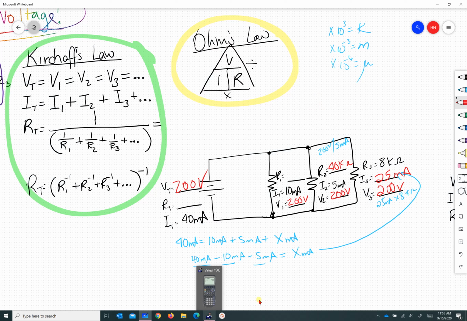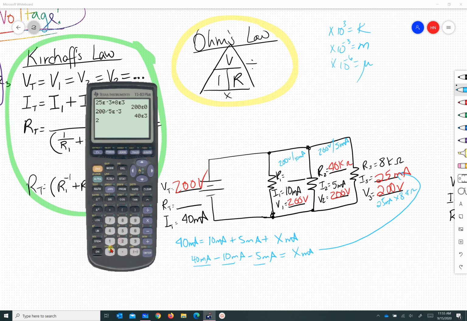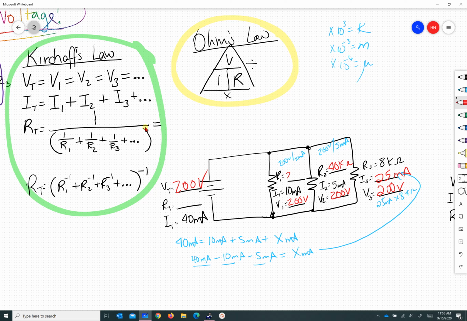Next, we're going to solve for the second one, which again is 200 volts divided by 10 milliamps. Let's plug it in: 200 divided by 10 milli, and we get 20 kilo. So this one is 20 kilo ohms.